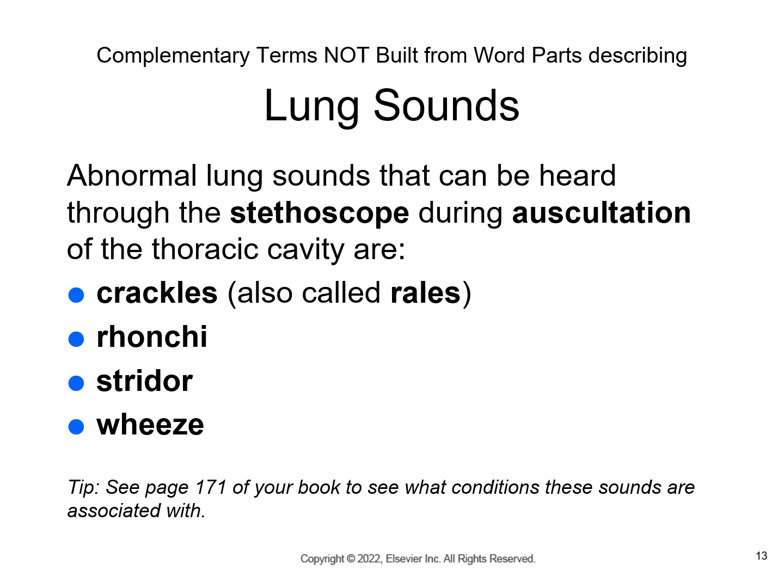Some of the names for the abnormal lung sounds that you can hear with a stethoscope are crackles or rales, rhonchi, stridor, and wheezes. And if you were to Google any of those, you would be able to hear those sounds. YouTube has some great videos where you can look those up and listen to them to see what they sound like.